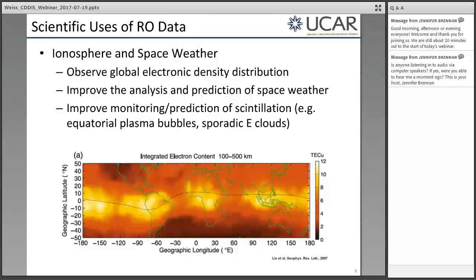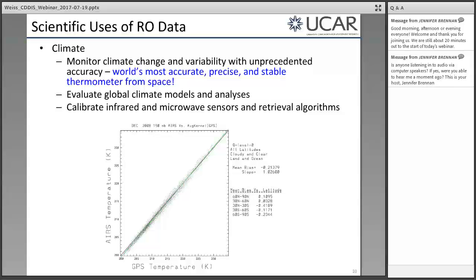Ionosphere and space weather. You can use the space-based sensor data to derive global electron density and TEC distributions and look at those over time. The data are used for predictions of space weather events and activity in the ionosphere, similar to weather forecasting. And you can look at many kinds of interesting and unusual events that occur in the ionosphere, including scintillation, which are very high frequency changes in the ionosphere.